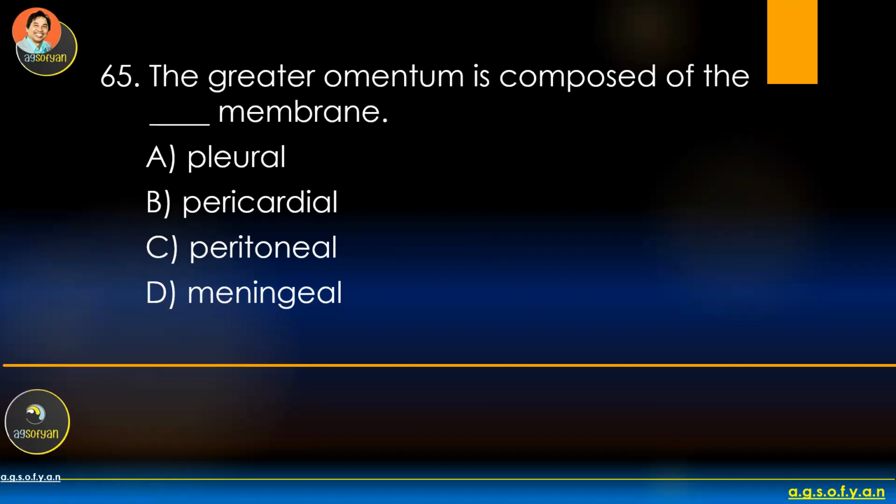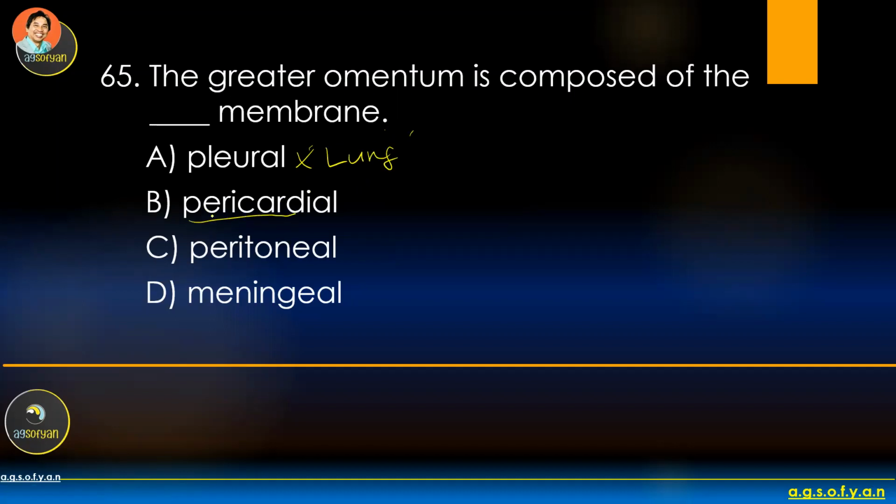The greater omentum is composed of the blank membrane. The greater omentum is actually a fat membrane or tissue that protects the GI tract organs in our abdominal cavity. So this is the one that protects the intestine, stomach, and other organs in the abdominal cavity. So it is composed of what? Pleural. Pleural is actually in the lung. So this is the covering for the lung.